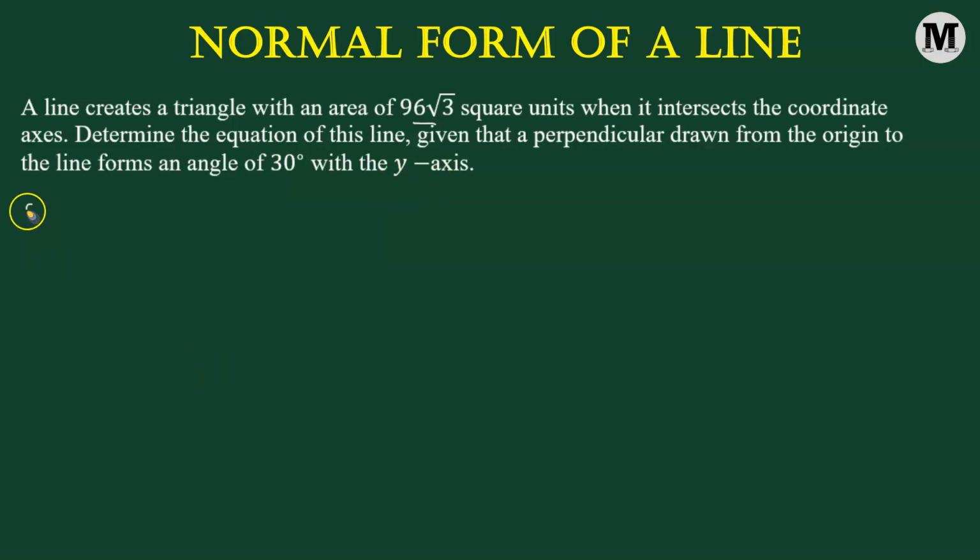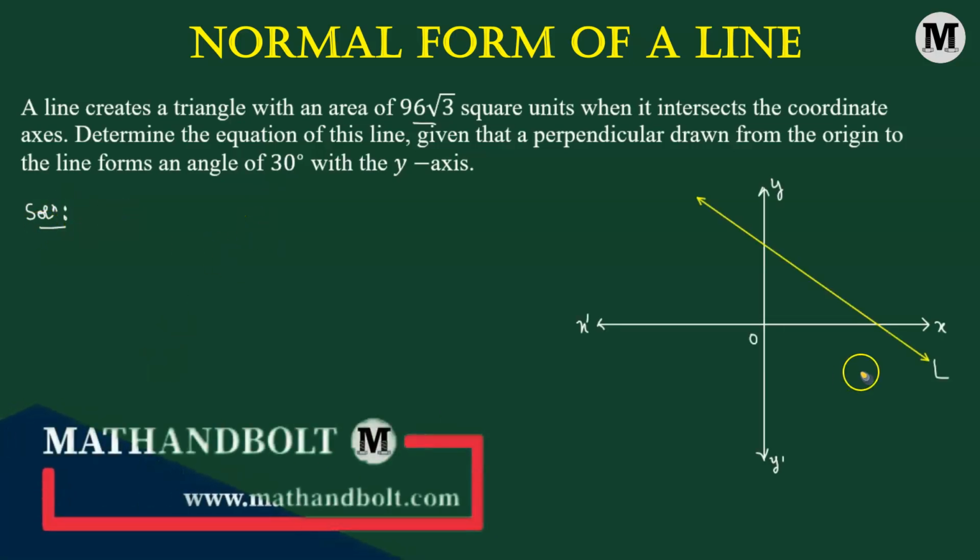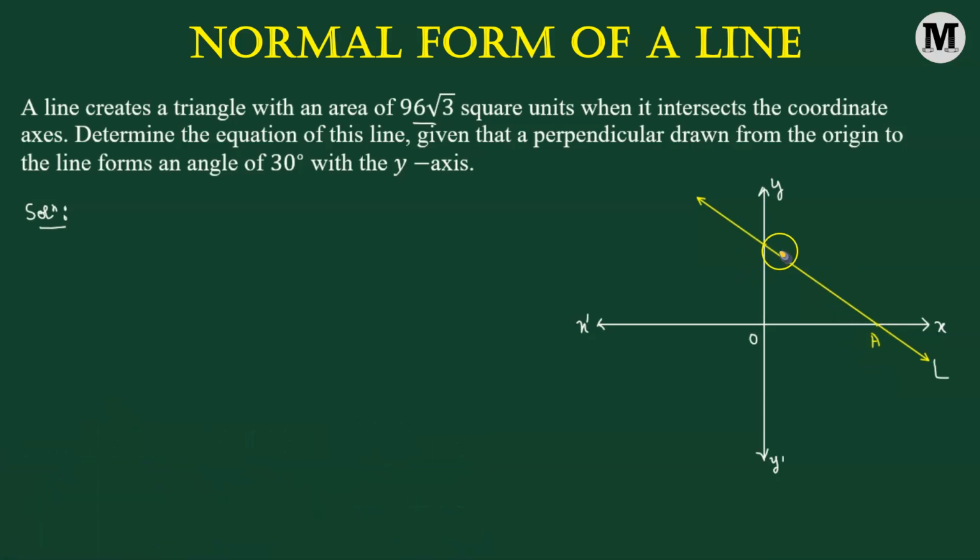Okay, let us begin. First, let's try to understand the problem graphically. For this, we are going to consider the xy coordinate plane. So here we have a line L. Let us assume that this line intersects the x-axis in the positive direction at the point A and the y-axis in the positive direction at B.